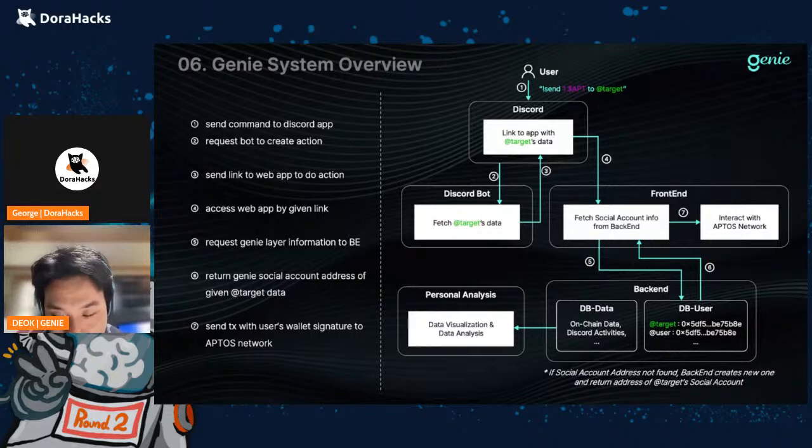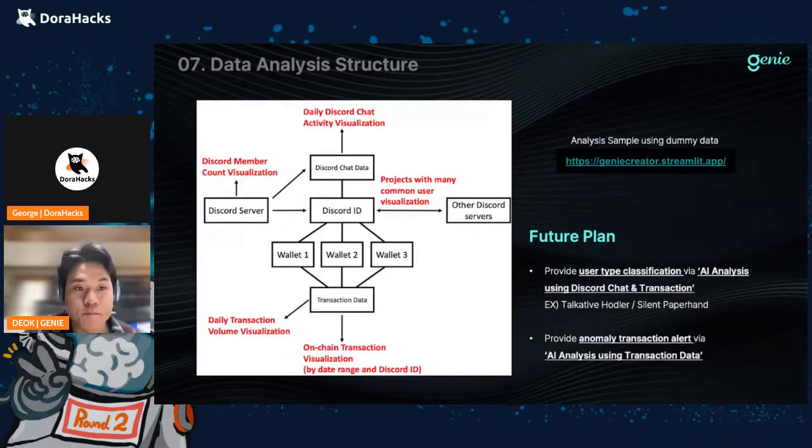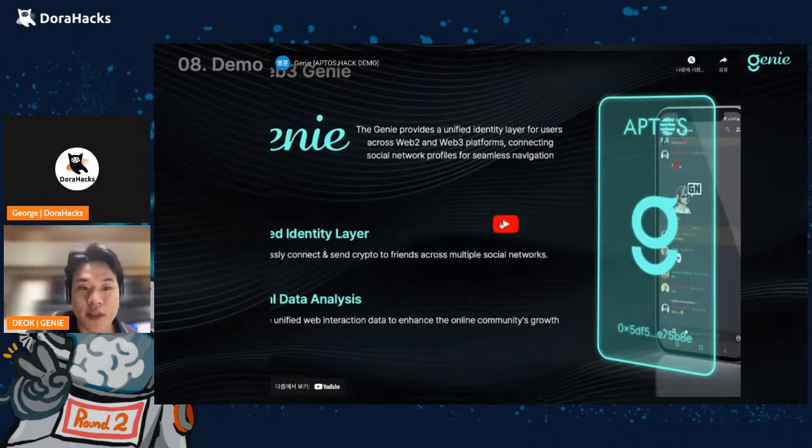At the same time, all data is recorded, analyzed, and visualized with our analysis tool, which will be provided to show the social graph between the web communities. This is the diagram of the data analysis tool. We gathered on-chain transaction data and Discord chat data at the same time to show how the true relationships are formed inside the web community. So I'll show some demo.